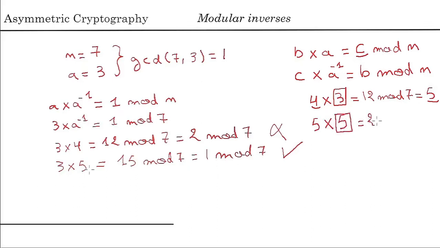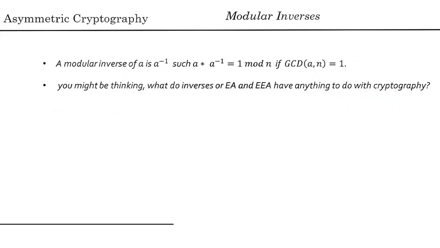And that would give me 25 mod 7, and that would be 4. Now, this looks like encryption and decryption. So you can say that I encrypted 4 by multiplying it by A to get 5, and then I decrypted 5 by multiplying it with the inverse to get 4.